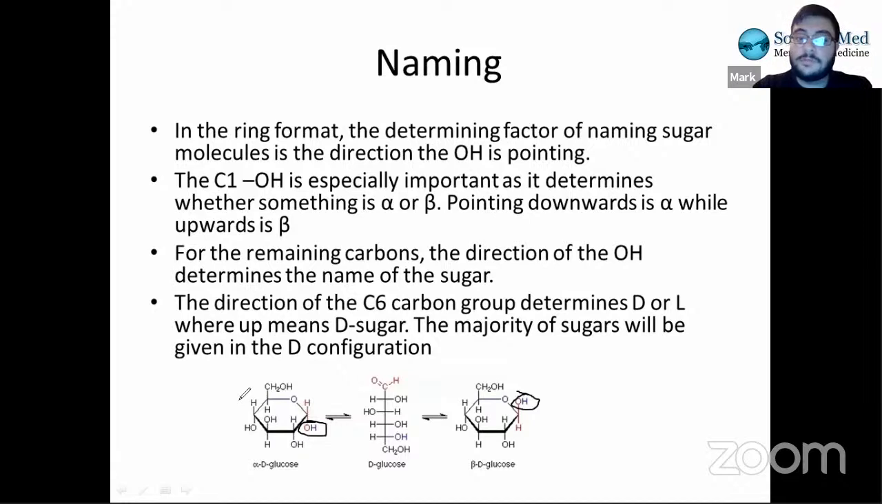And for the final one, the C6, the direction of the C6 carbon group determines whether it's D or L, where up means D sugar and down means L sugar. The majority of sugars you'll see will be in the D configuration because that's the most stable configuration. That's just the natural configuration. So you'll almost always see it like this, where it's D, but just so you know.